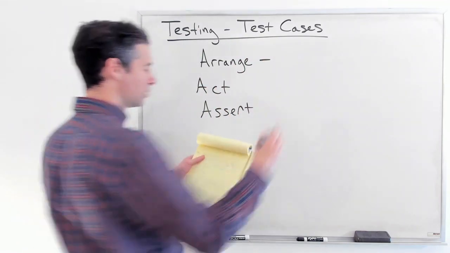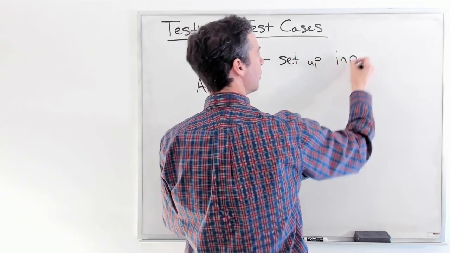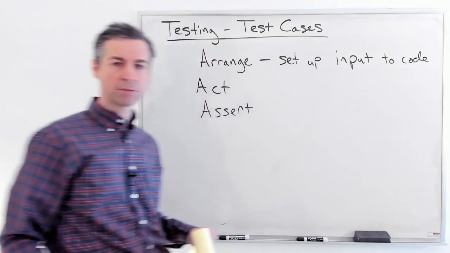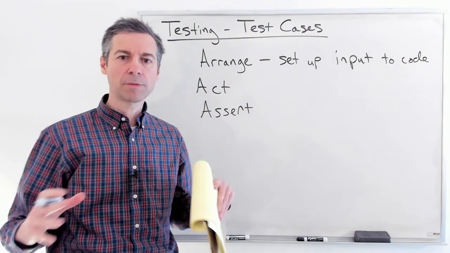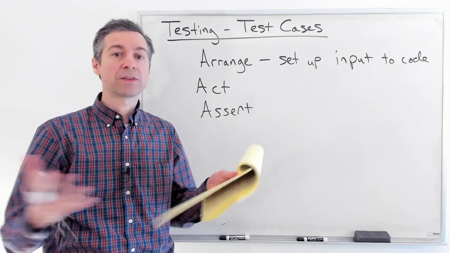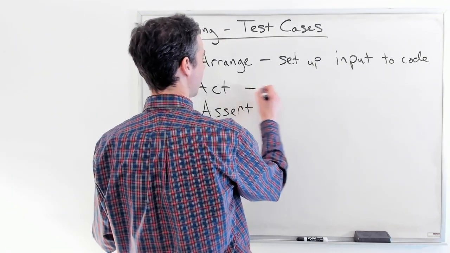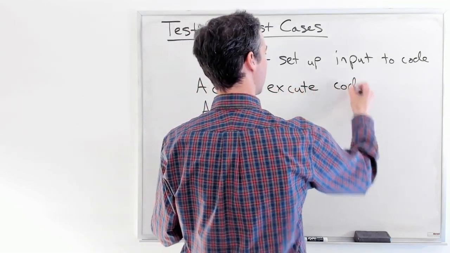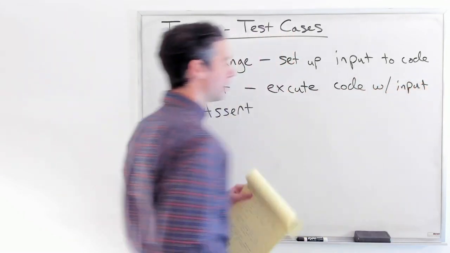And so when we arrange, this is when we set up whatever the input is to the code or the input to the test that we're going to be running. So we've got to set up things in advance. We want to know what the incoming state is to the system, because everything depends upon what the input is. So we have to spend some time to set that all up. Then it's time to act. And this is basically to run the test or to execute the code with whatever the input is that we want to have.